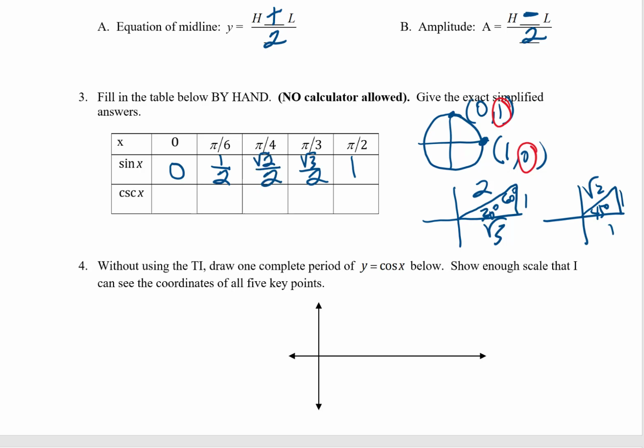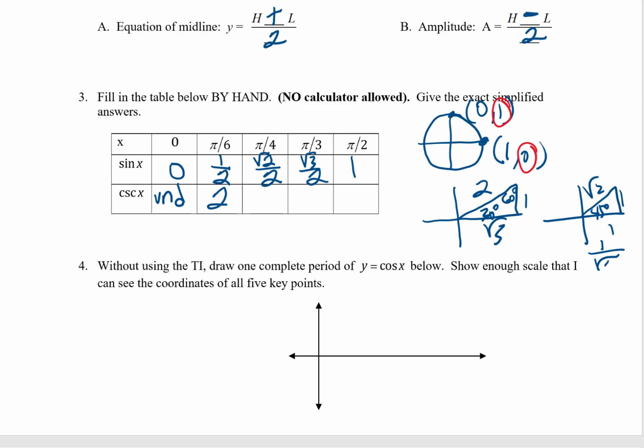And then the cosecant row is very easy. I just reciprocate all the values we just had. The reciprocal of 0 doesn't exist. 1 over 0, that would be undefined. Reciprocal of 1/2 would be 2. Reciprocal of the next one, I should use the simplified value from this triangle.